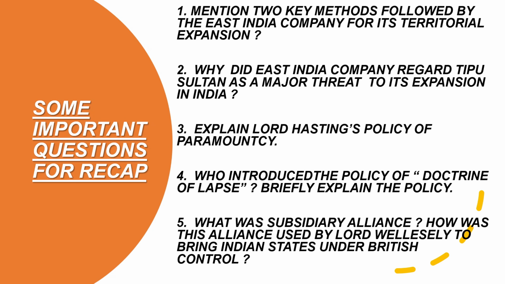Thus, in the third part of the chapter, From Trade to Territory, we examined how, by pursuing an aggressive policy of expansion, East India Company spread its rule across the Indian subcontinent. In the fourth and the final part of the chapter, we will explore the new administrative measures introduced by the company to consolidate its power over India.